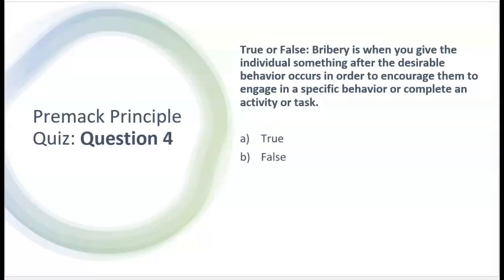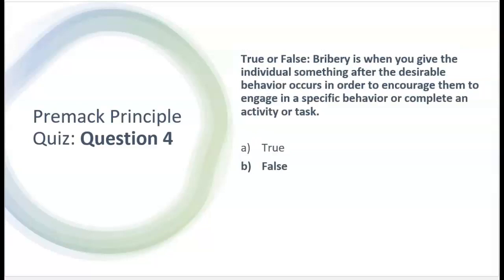True or false? Bribery is when you give the individual something after the desirable behavior occurs in order to encourage them to engage in a specific behavior or complete an activity. A, true, B, false. And the correct answer to this is false, because bribery is when you give the individual something before the desirable behavior occurs.